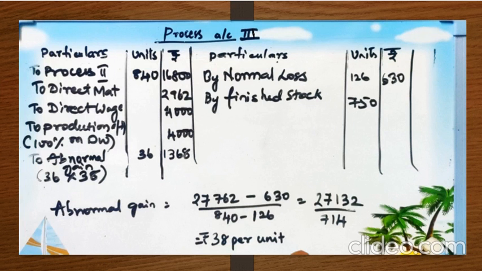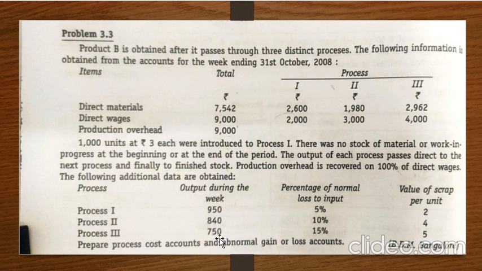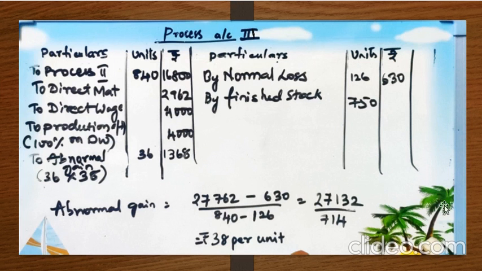Next you need to check the output of that process. If you look at process 3, your output is 750. So you will be writing 750 by finished stock. As process 3 is your last account, you will write 750 here.